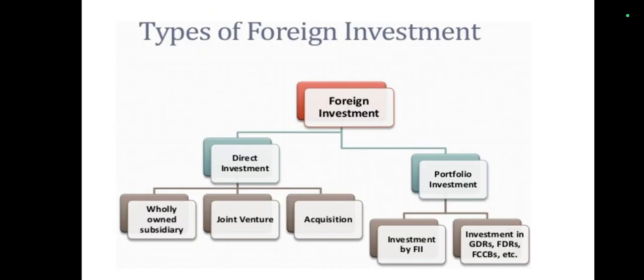Next, types of foreign investment. Foreign investment is divided into two: one is direct investment and the other is portfolio investment. Direct investment has a wholly owned subsidiary, joint venture or acquisition. We'll study foreign direct investment in the next slide. And we have portfolio investment, that is investment by foreign institutional investors, or investment in ADR, GDR as well as FCCBs, etc.